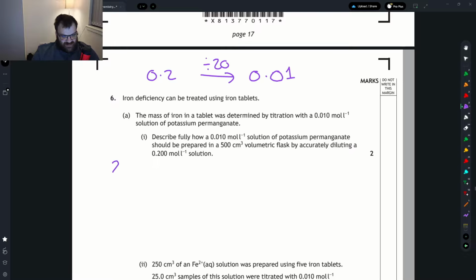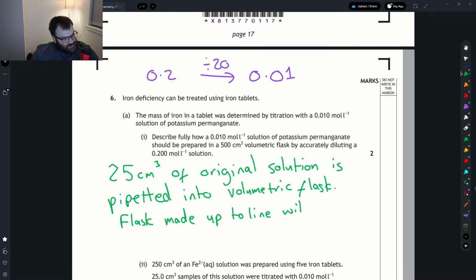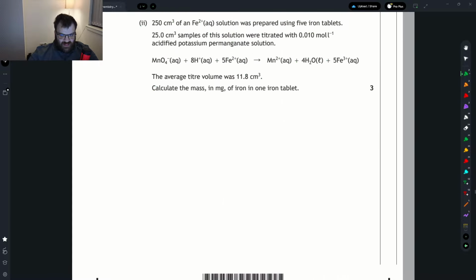So what we're going to have to do is take 25 centimeters cubed of our stock or our original solution, which is pipetted into a standard or volumetric flask, and the flask made up to the line with deionized or distilled water. That should pick up the marks for that.